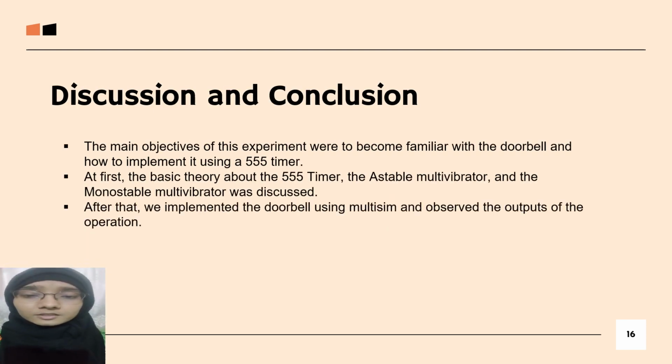Here the last part is discussion and conclusion. The main objective of this project was to build a doorbell with a 555 timer IC, for which we learned about the monostable and astable modes of the 555 timer. After that, we simulated the circuit to ensure we did everything okay.